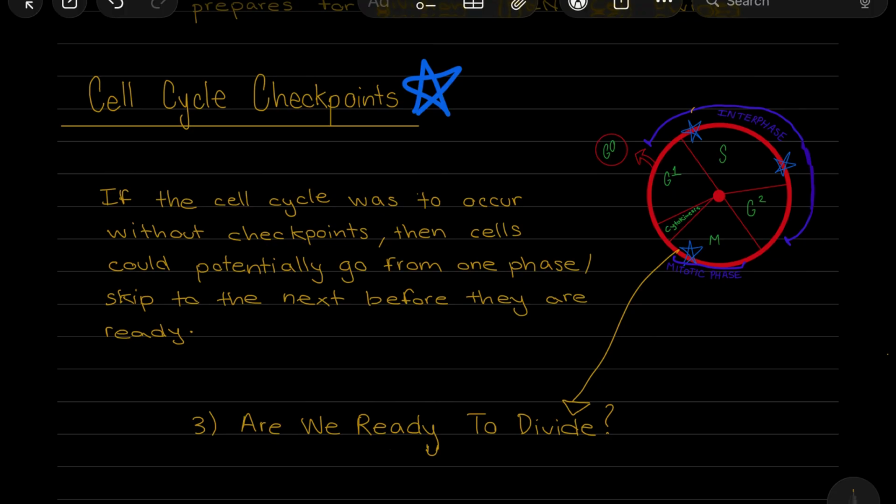The last, third checkpoint makes the cell ask itself, are we ready to divide? This checkpoint focuses on readiness to divide, and it is at the end of the mitotic phase, before cytokinesis.